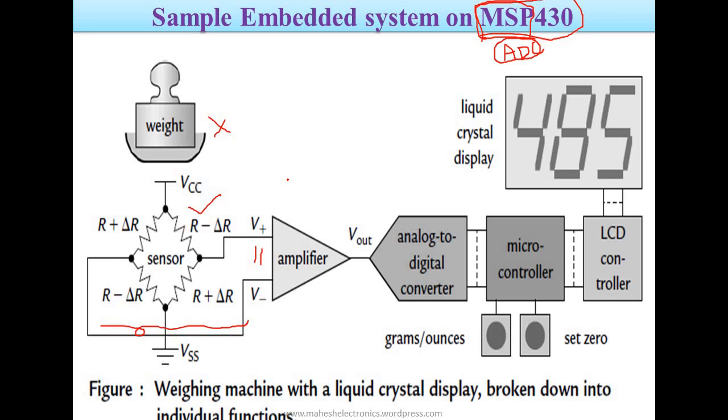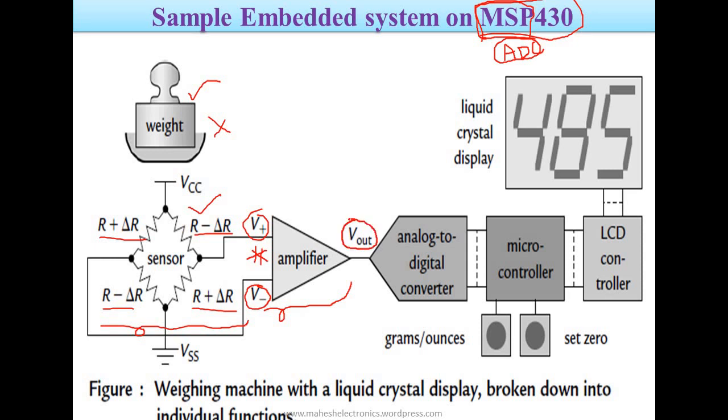And what happens when weight is placed? When weight is placed, 2 of the resistances increase and 2 of the resistances decrease, which drives the bridge out of balance. This bridge becomes unbalanced. And the differential amplifier present here magnifies the difference in the voltage between the input terminals, that is V plus minus V minus. It amplifies and gives the V out signal here.